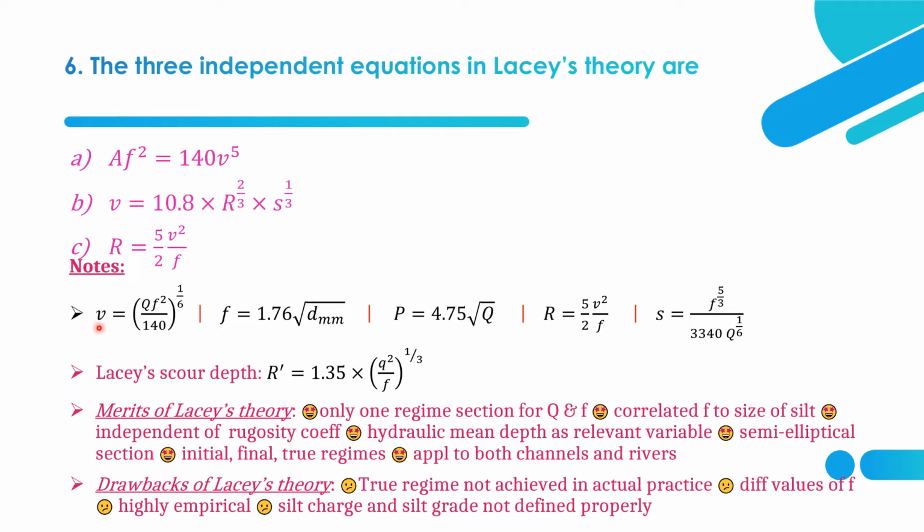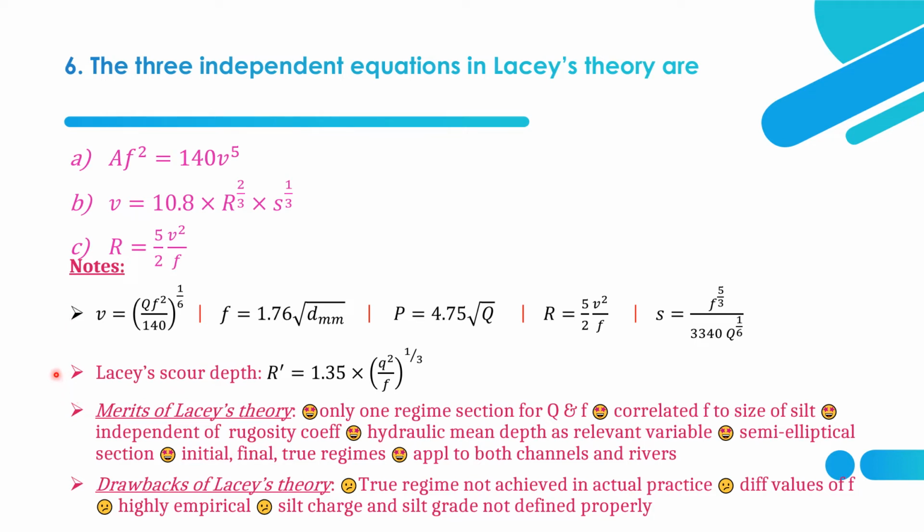And V has to be substituted in meter per second, Q in meter cube per second, and perimeter in meters, and what else? R should be in meter. This is how we have to substitute all the data so that we can get the correct answer.